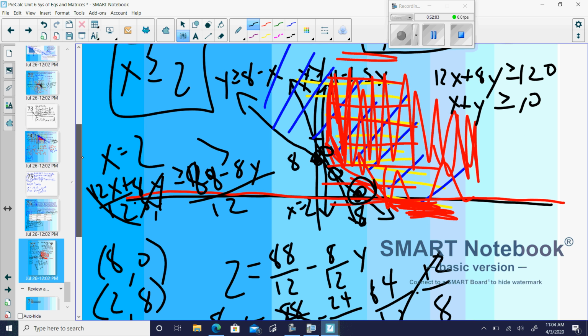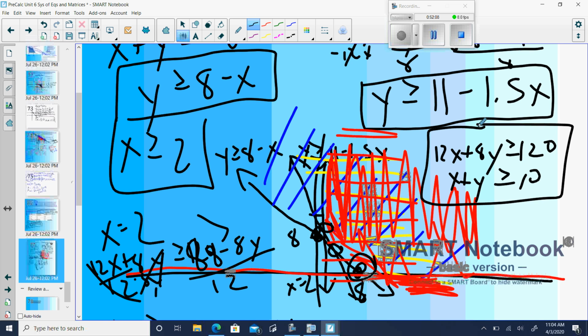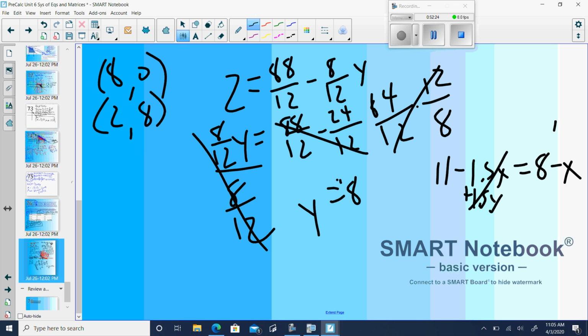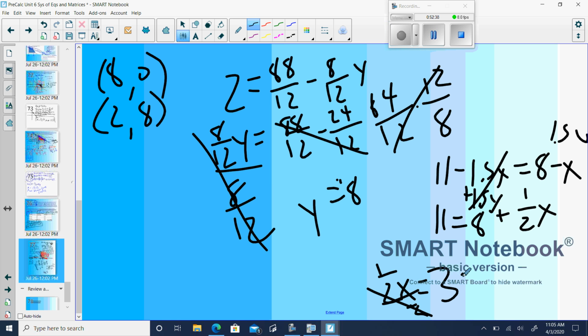So we had where these two intersect. All right, so we have y equals 11 minus 1/2 x. Well, that's equal to 8 minus x. All right, so let's go ahead and bring these things together. So let me add the 1/2 x to both sides. So 11 equals 8 plus 1/2 x. 1/2 x equals 3. Divide by 1/2, multiply by the reciprocal. So x equals 6. All right. So when x is equal to 6, y is equal to 2.